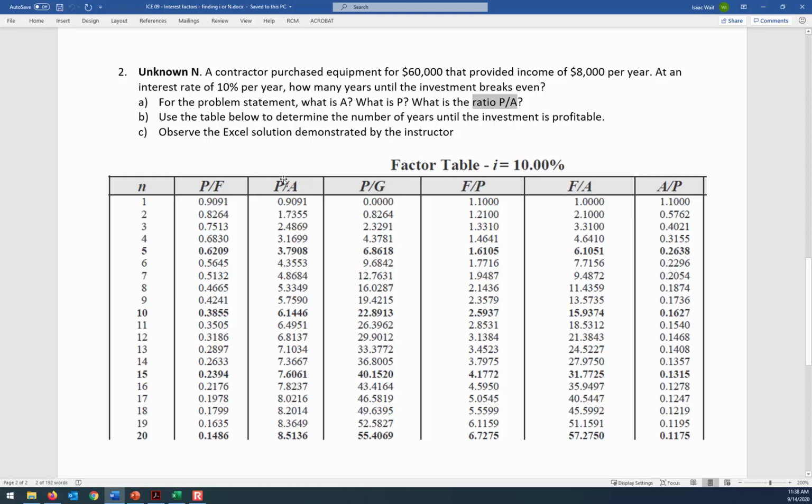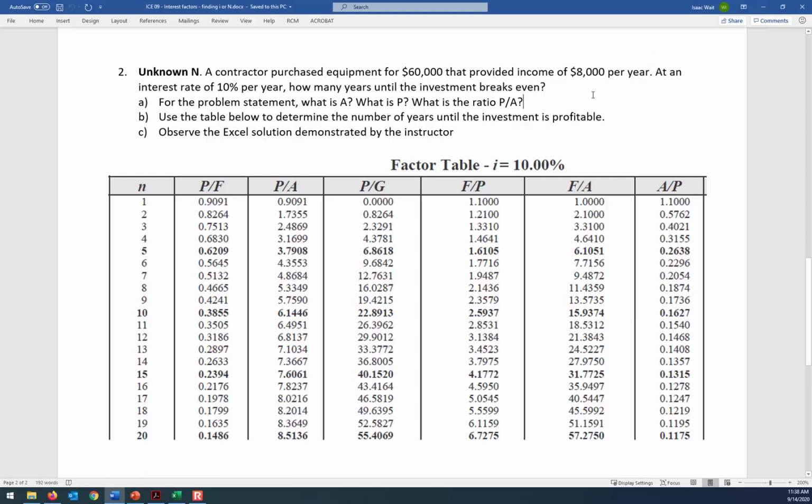Okay, so now if we look at the P to A table, if you go down, we're looking for where it is 7.5. Okay, it looks like it's between 14 and 15. So the question is asking how many years until the investment breaks even.